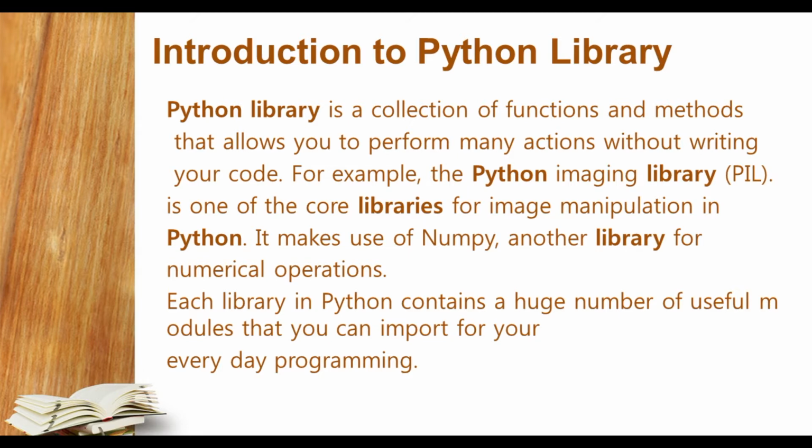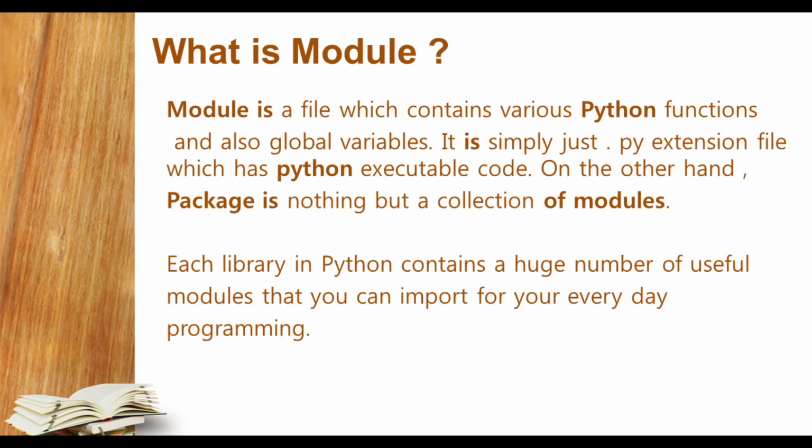Okay, so here is one example, the Python Imaging Library, that is PIL. It is one of the core libraries for image manipulation in Python. Each Python library contains a huge number of useful modules. Okay students, so a library actually contains modules which we can import in our program, and we can enjoy their functions also.